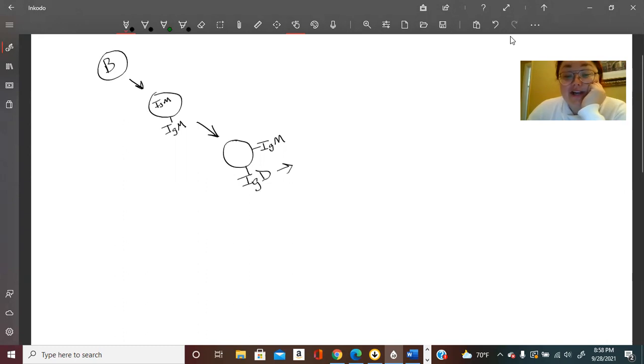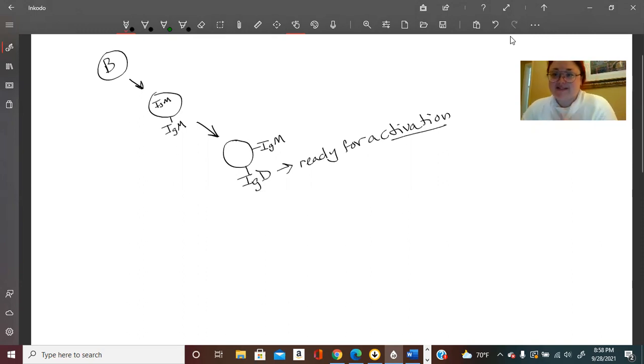IgD basically signals that this B cell is ready for activation. It's ready to come into contact with its antigen. This is basically signaling the start of a naive B cell, and then it can go through clonal expansion after it's activated. It could make some memory cells, it could make some plasma cells, it could secrete antibody, and it could do its job and live out its lifelong dream.